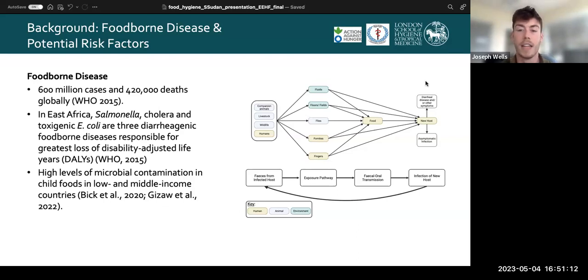On the right, we can see how food can become contaminated through either contaminated fluids, floors, flies, fomites, or fingers, and these are contaminated by an infected host. And then through fecal oral transmission, the new host becomes infected and can either present diarrheal disease or other symptoms, as well as asymptomatic infection. Some of the risk factors suggested for foodborne diseases have been found to include poor hand washing with soap practices, as well as poor storage practices, cooking practices, and animal contact within the household.